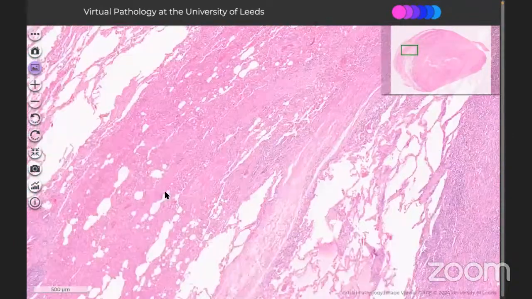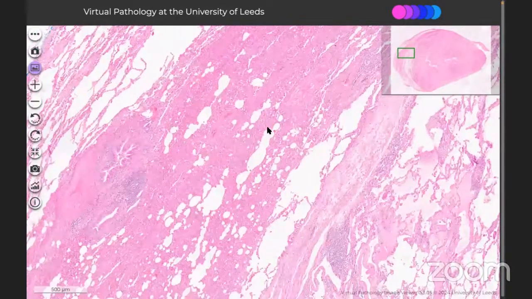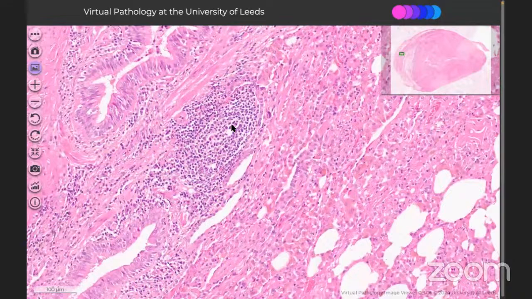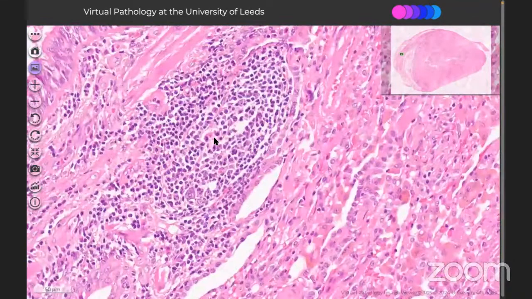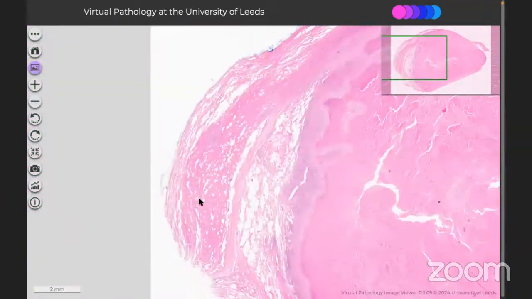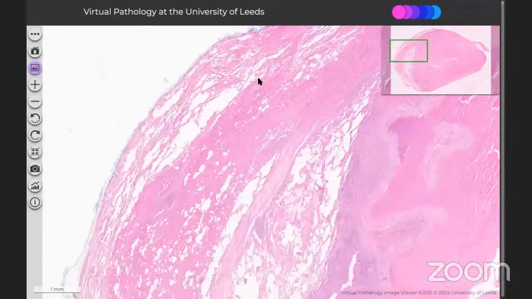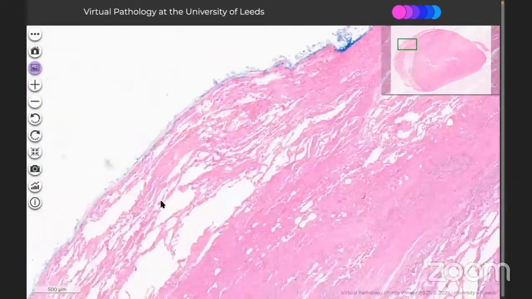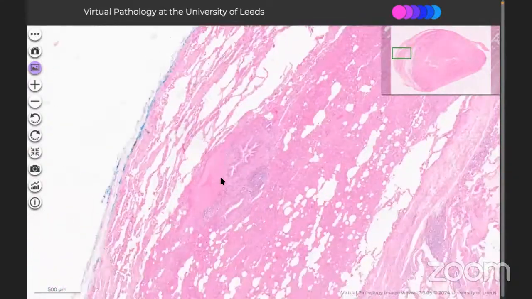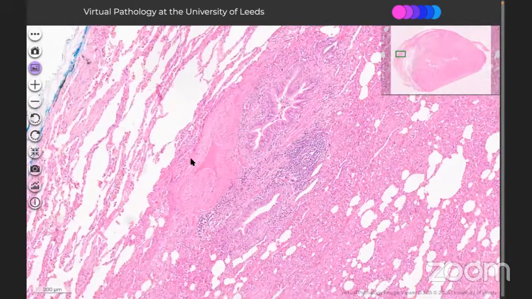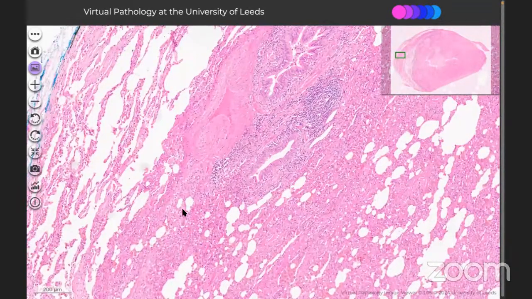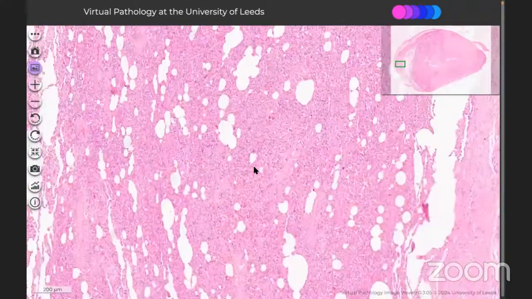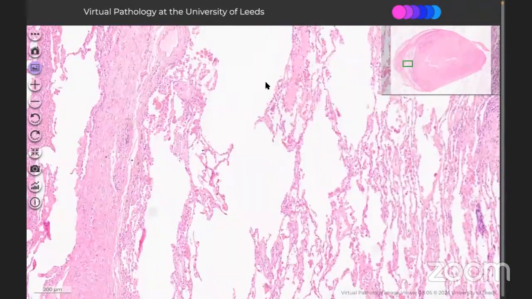Okay, and the periphery of that area is inflamed. There is lymphohistiocytic inflammation. There is also lymphoid aggregate in the centriacinal zone. But overall, there is nothing to be worried about on the pleural side. The pleura is all okay. The vessels are fine. There is no medial hyperplasia per se. Okay. So this is how you describe that.